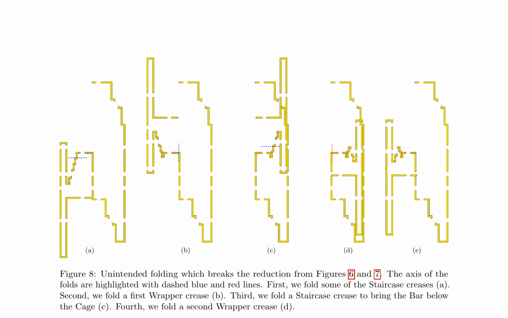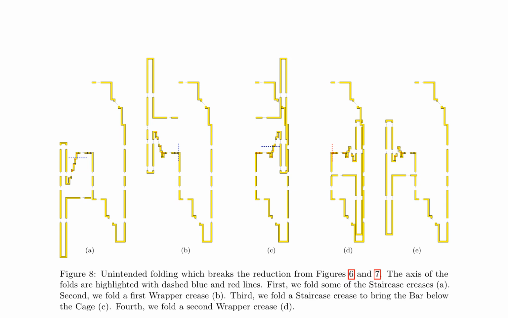It begins by illustrating unintended folding, which disrupts the reduction demonstrated in Figures 6 and 7 through Figure 8. This figure showcases a sequence of 5 folds, with the axes of these folds highlighted in dashed blue and red lines. The folds involve staircase creases and wrapper creases, resulting in the bar colliding with the cage unless they are precisely aligned. The authors then modify the proof to address the unassigned case, presenting Theorem 5.2.